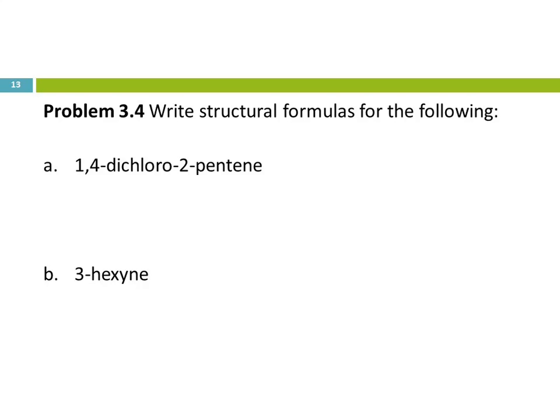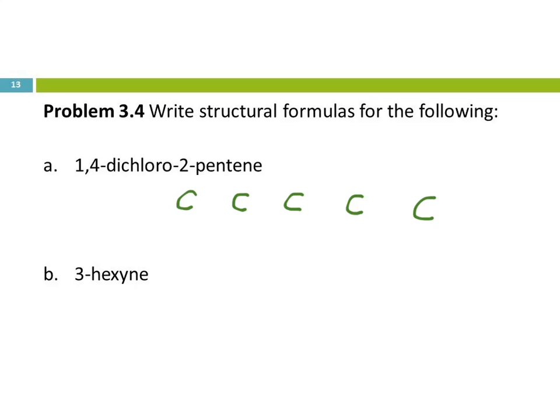And then, of course, we need to be able to do it the other way as well. Write structural formulas for the following. 1,4-dichloro-2-pentene. Pentene tells us the number of carbon atoms. So 5: 1, 2, 3, 4, 5. There's a double bond on the second carbon.